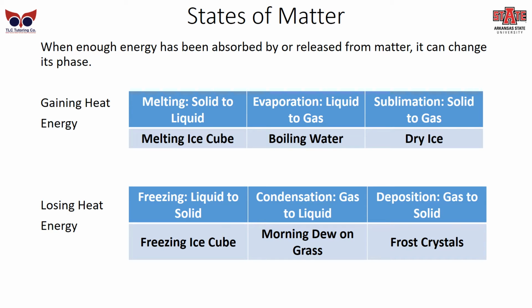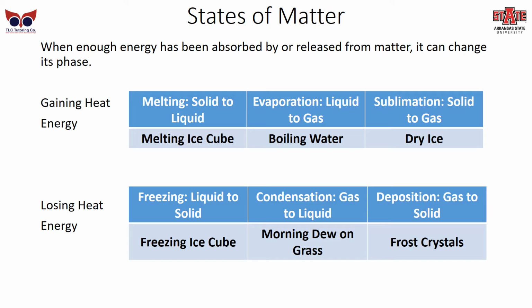Now, as we said, when enough energy has been absorbed by or released from matter, it can change its phase. If we're talking about gaining heat energy, we would start with melting, that's solid to liquid, then evaporation, liquid to gas, or you can have sublimation, when you go solid straight to a gas. A regular ice cube is melting, boiling water is evaporation, and sublimation is like dry ice, where frozen carbon dioxide becomes a gas immediately with no liquid.